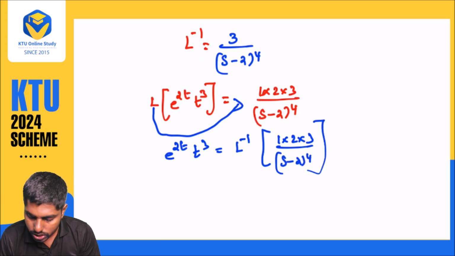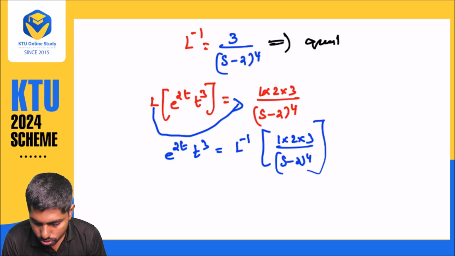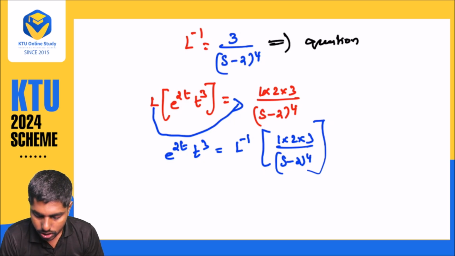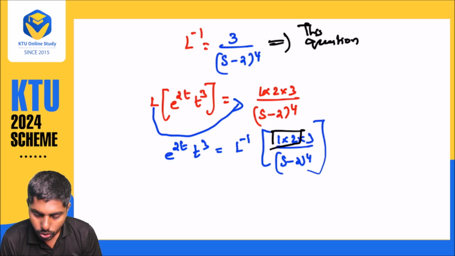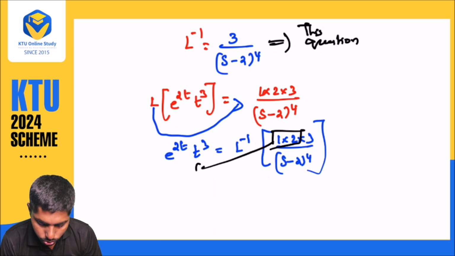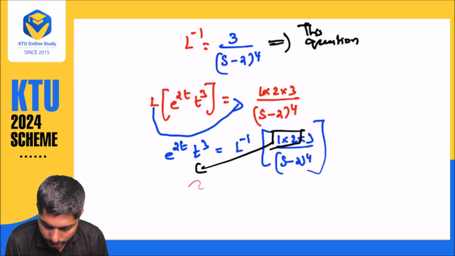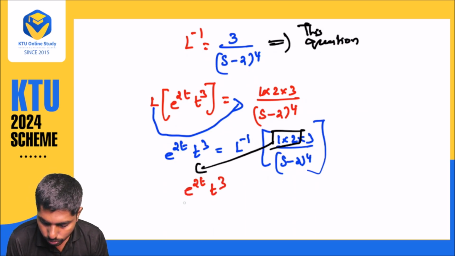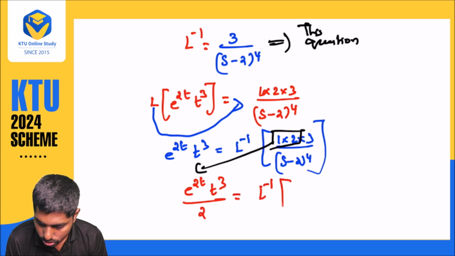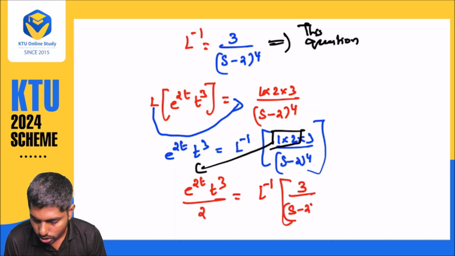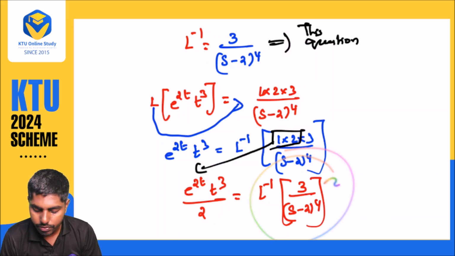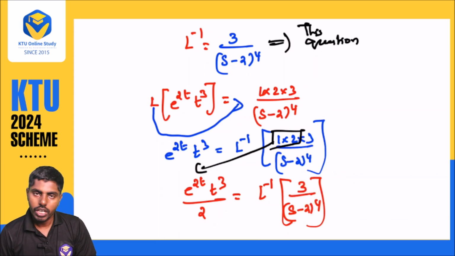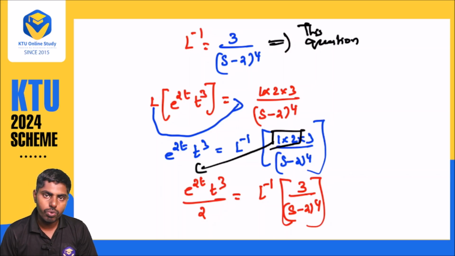Now, what have they asked in the question? Here there is only 3; the 1 and 2 are not there. So I am taking the 1 and 2 to the denominator. It becomes e to the power 2t into t cube divided by 2 is equal to L inverse of 3 divided by (x minus 2) the whole power 4. This is the thing they have asked. If you know this procedure, it is very easy to solve this problem.